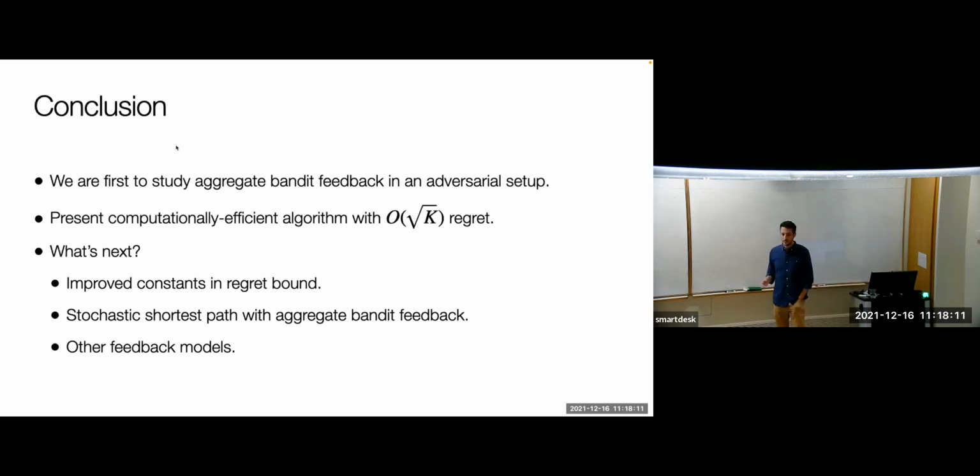And also we can consider other feedback models and other reward structures on MDPs. So for example, what happens if I only get win or lose by the end of the episode? This is NP-hard, but maybe it can be easy under some assumptions and so on. And these are other things that we're looking at. That's it. Thank you very much.